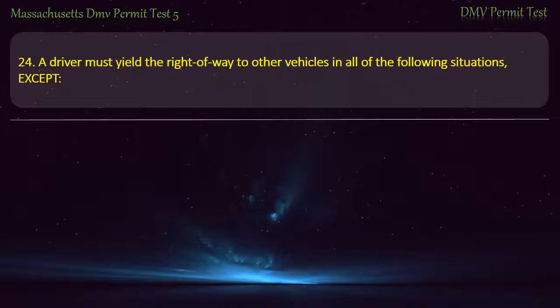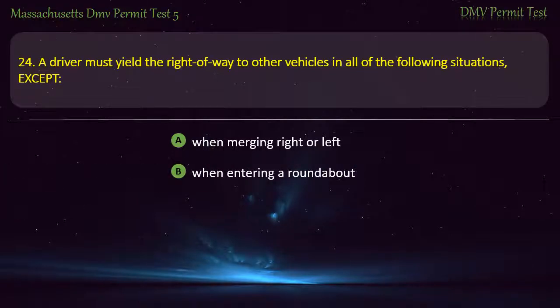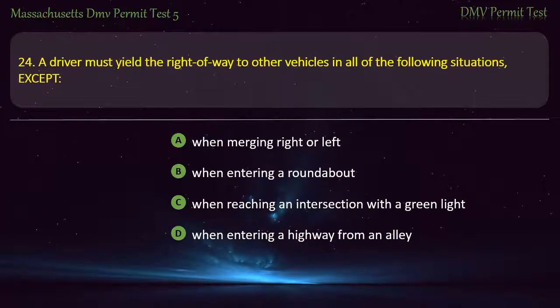Question 24. A driver must yield the right-of-way to other vehicles in all of the following situations, except: when merging right or left, when entering a roundabout, when reaching an intersection with a green light, when entering a highway from an alley. Answer: When reaching an intersection with a green light.